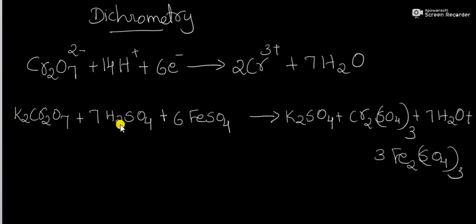For example, in a dichrometric titration, potassium dichromate is titrated against ferrous sulfate, FeSO4, in acid medium. K2Cr2O7 plus 7H2SO4 plus 6 FeSO4 gives K2SO4 plus Cr2(SO4)3 plus 7H2O plus 3 Fe2(SO4)3.